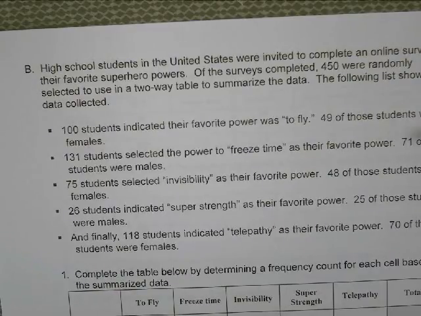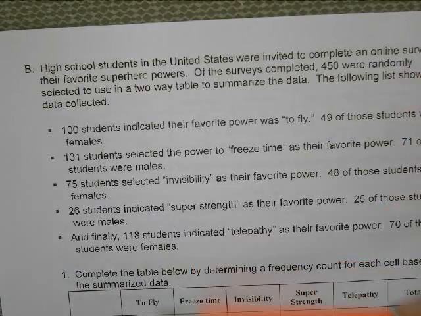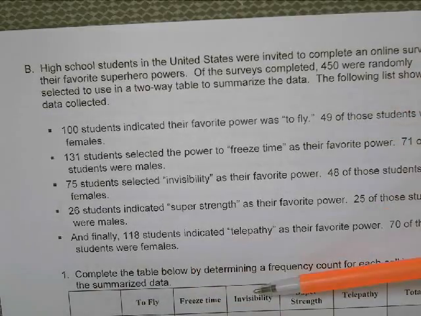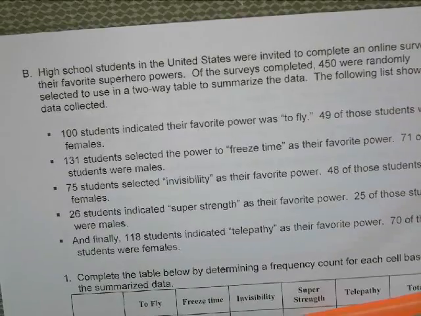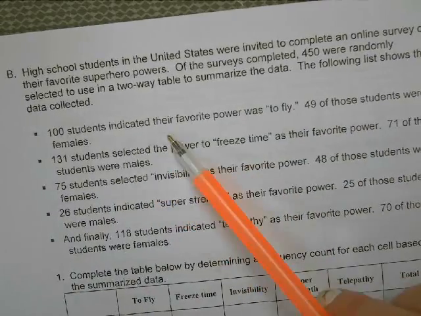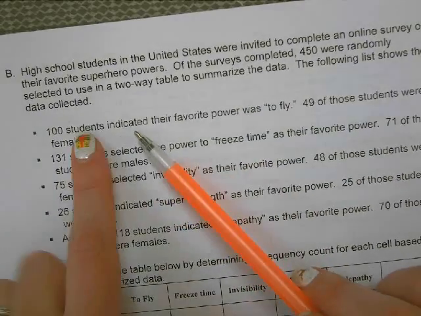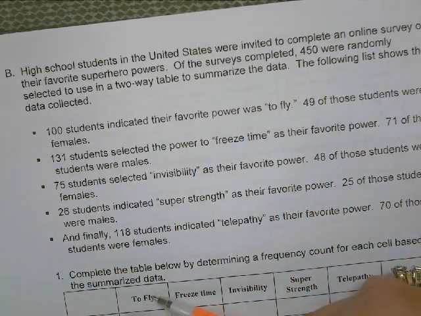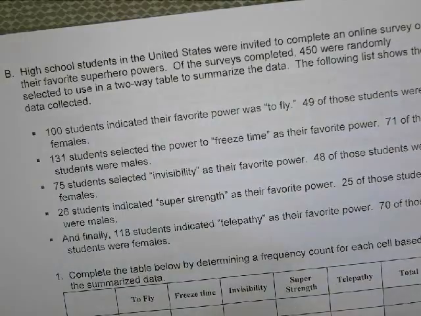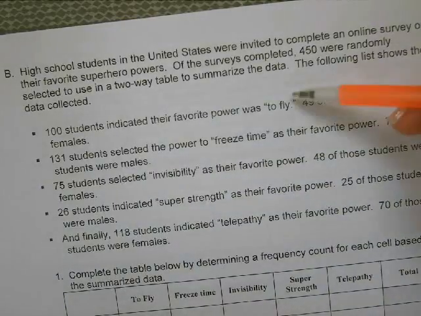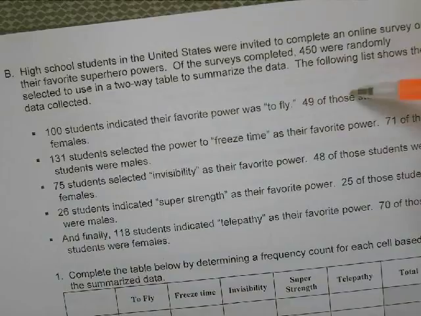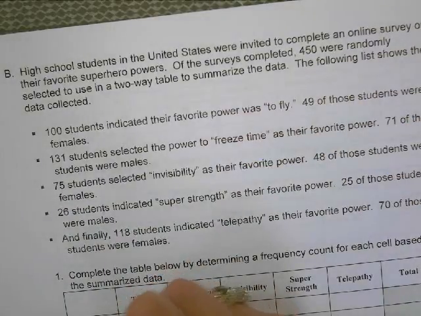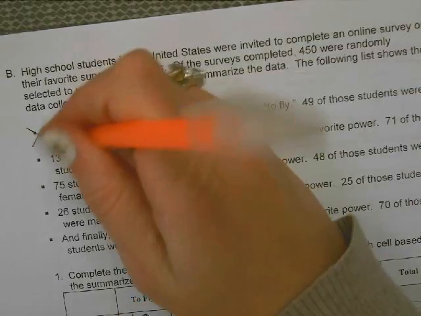Now we have to get this data into the table, and then we're going to talk about the table. There were 100 students who said that their favorite power was to fly. That's a total of 100. 49 of these 100 were female, which leaves 51 to be male. So that's done.